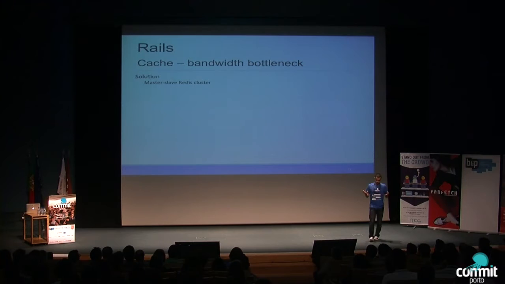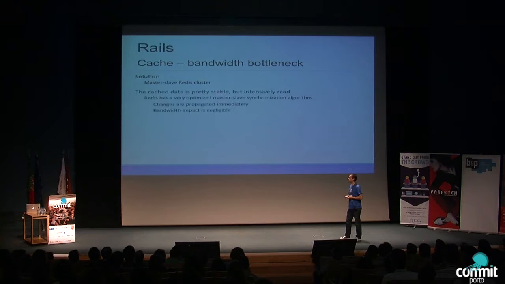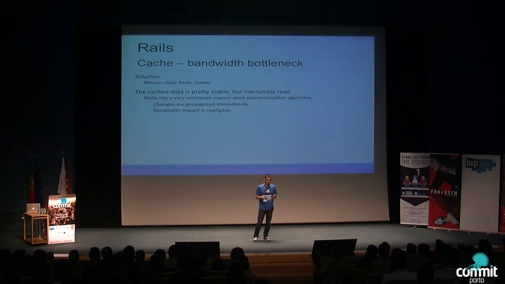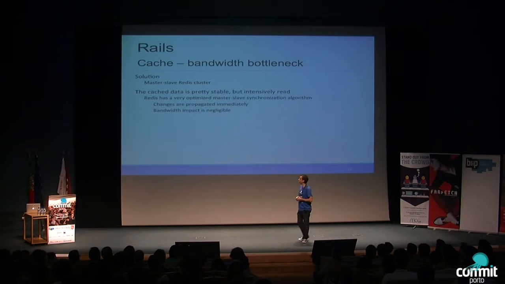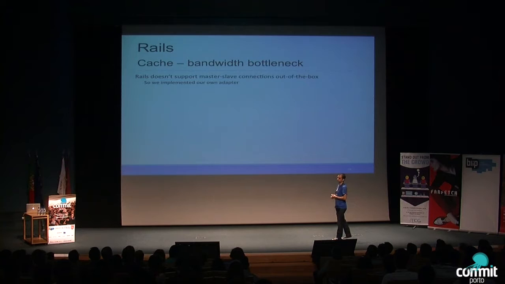So our solution for this: create a master-slave Redis cluster. We use our current server as the master, and we installed a slave server into each of our web servers. Redis has a very optimized synchronization algorithm, and since our cache is intensively read but not usually changed, this was perfect. The bottleneck that we had in the network was eliminated by Redis synchronization algorithm. The changes are propagated almost immediately, and since this algorithm is so optimized, the bandwidth impact is negligible.